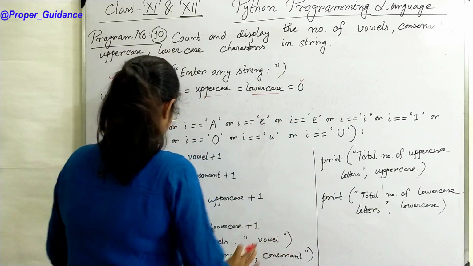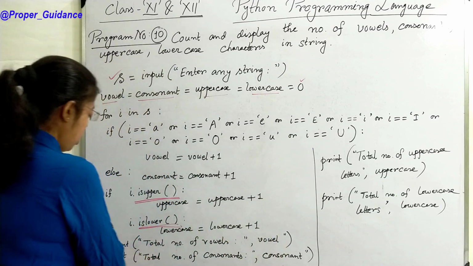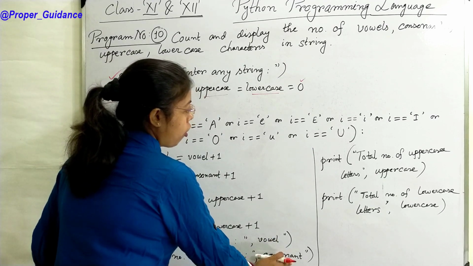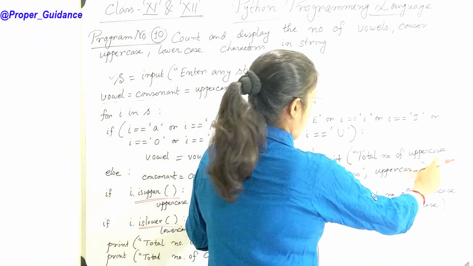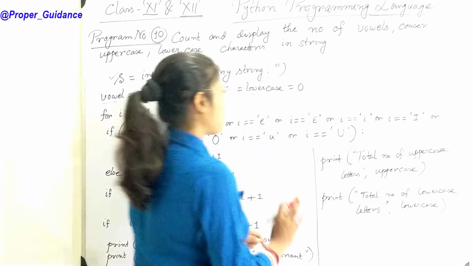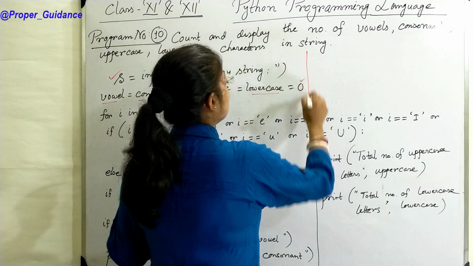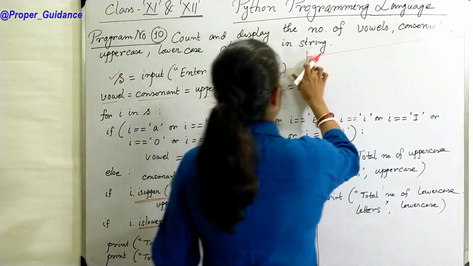Yes, 0 to 1. Now print the total number of vowels, that is vowel. Print the total number of consonants, that is consonant. Print the total number of uppercase letters, uppercase, and print the total number of lowercase letters, lowercase. This is our program. So now here is the output.